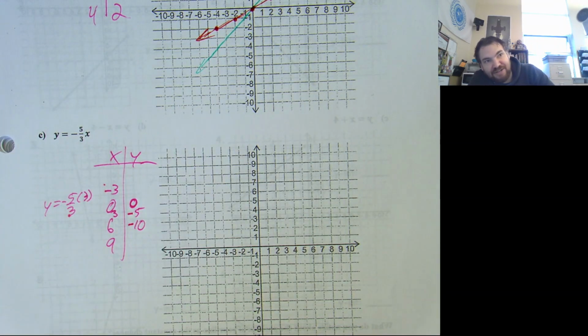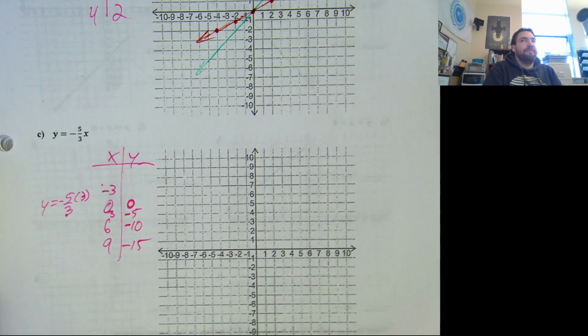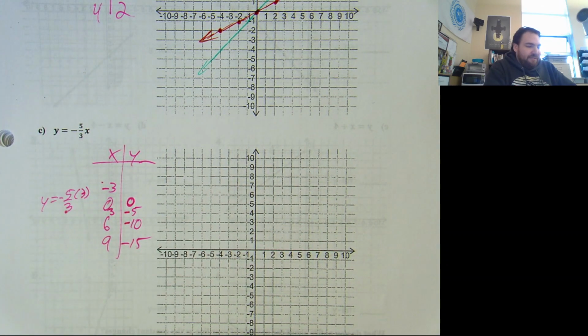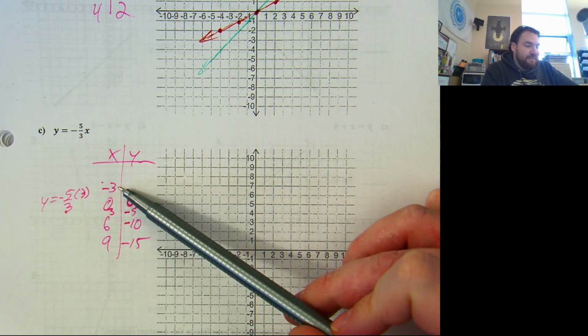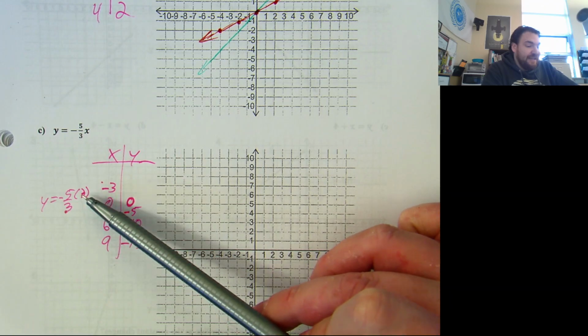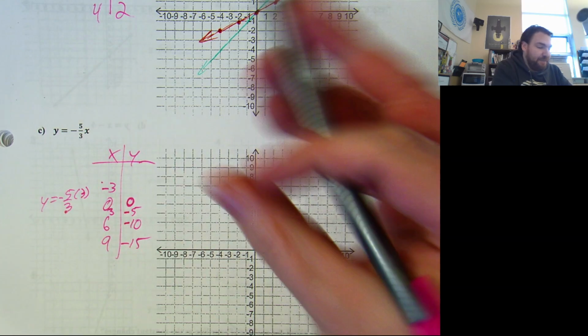Do you see why 9 is going to cause me problems now, Scarlett? Because 9 divided by 3 is 3. And 3 times -5 is, as Lucas just said, -15. It's going to be beyond the grid. And then this one, if I plug -3 in here, -3 divided by 3 is -1, and then -1 times -5 is +5.